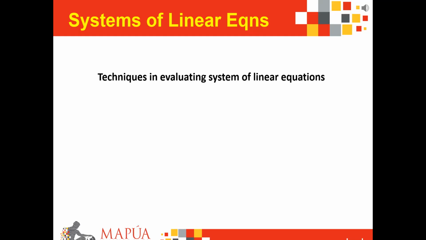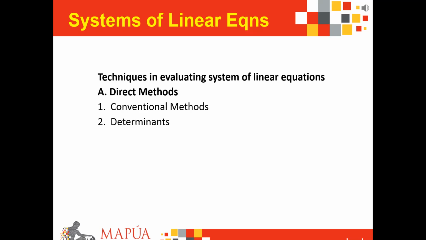There are several techniques in evaluating your system of linear equations. Among them are your direct methods that were previously discussed in your different math courses. The first one is referred to as the conventional methods, which are your elimination and substitution techniques that were taught during your algebra days. And then you were taught different ways to evaluate your system of linear equations using determinants. You evaluate the determinant value and then use Cramer's rule to establish the values of your unknown variables.